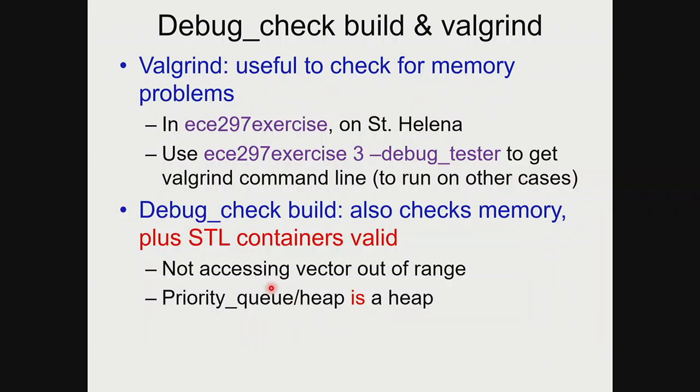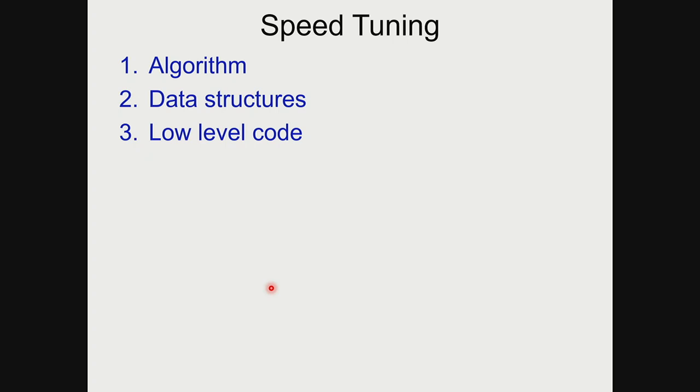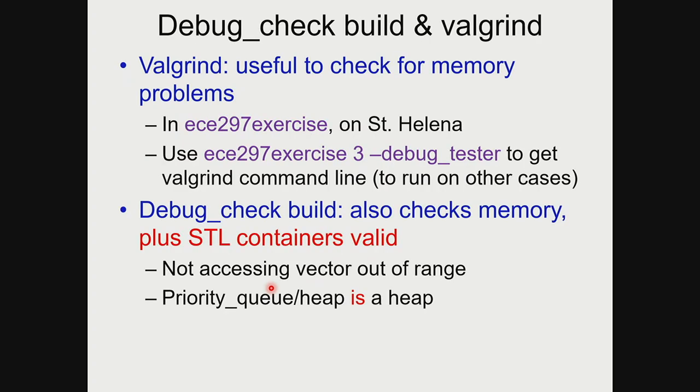So it makes sure that this heap is still a heap. Sometimes students do some crazy things with pointers so that it's not a heap anymore and it invalidates the data structure. So the build check, for example, makes sure that you're still using a heap, which will help you debug problems that you're going to run into throughout the algorithm. Okay, so that's it regarding the unit test.